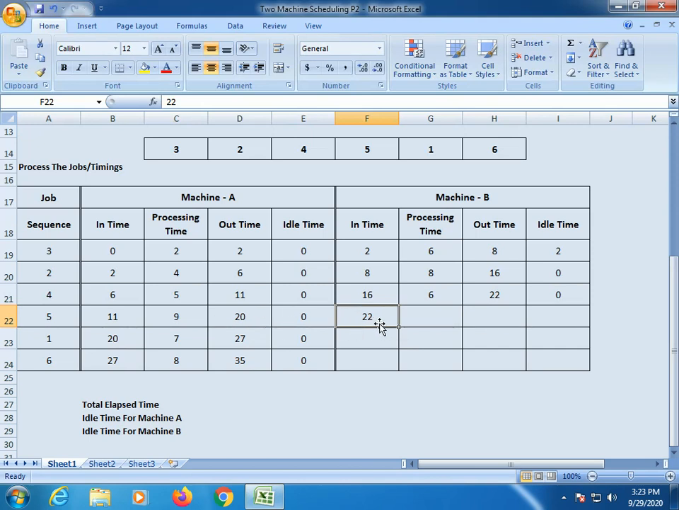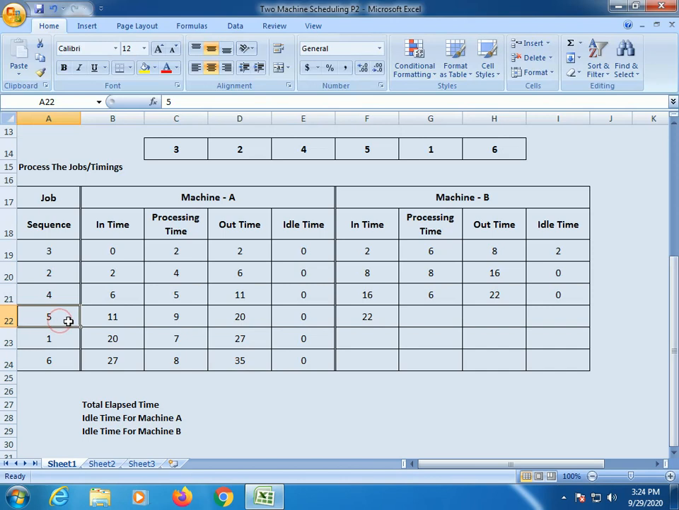So here we have to take 22. Here the job is ready at 20 hour, but the machine is ready at 22 hour. So at 22 hour only we can perform the job, whatever job we have. That means here we have to take 22. Then what about the processing time?